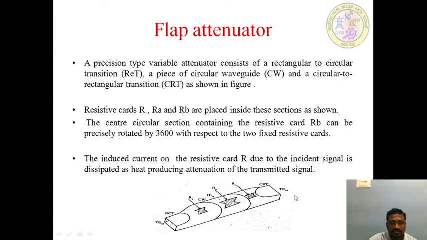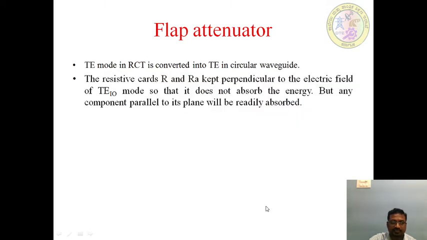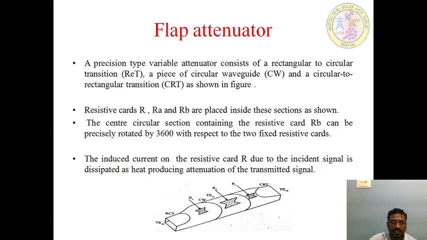Okay, so a TE10 mode. The center circular section containing the resistive card RB can be precisely rotated by 360 degrees with respect to the two fixed resistive cards. The induced current on the resistive card R due to the incident signal is dissipated as heat, producing attenuation of the transmitted signal. Then the modes: TE10 mode, TE11 mode and TE10 mode. Both sides have the TE10 mode, and in the middle part there is the TE11 mode.